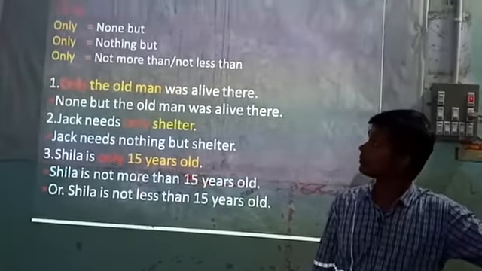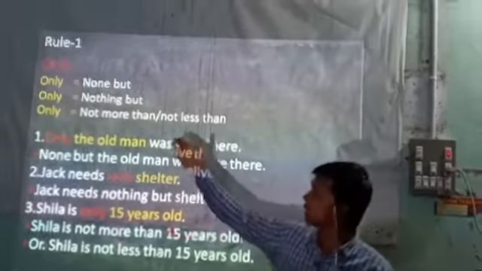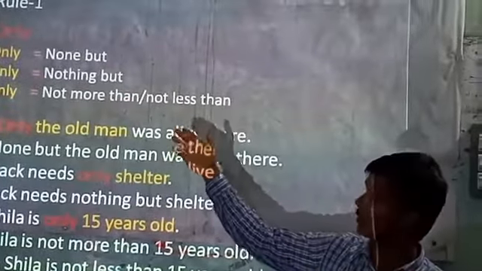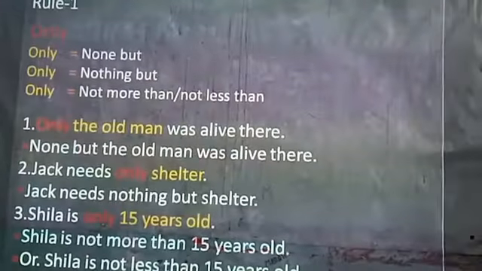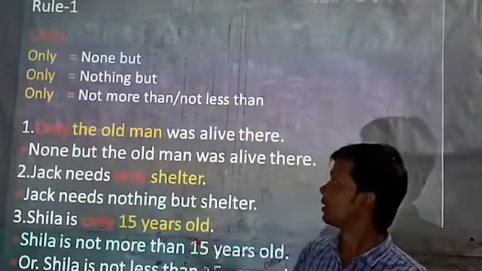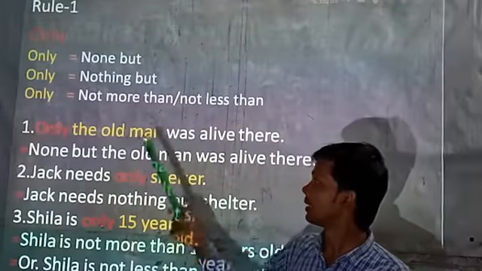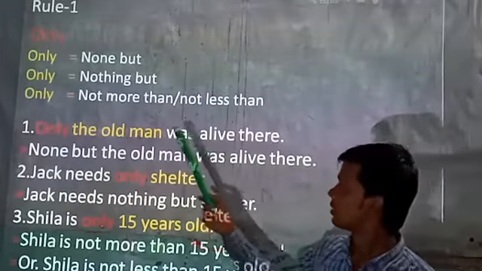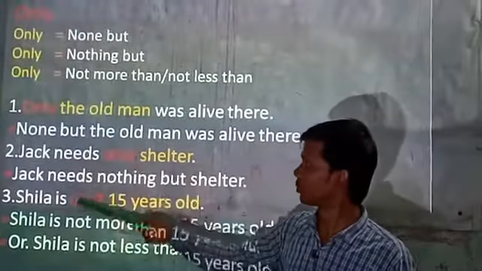First, rule 1: only. If any sentence is connected with only, and if it indicates a person, we will change it to none but in place of only. If it indicates an object, we will write nothing but in place of only. And if it indicates a number, it will be changed to not more than or not less than. Dear students, these are the examples.